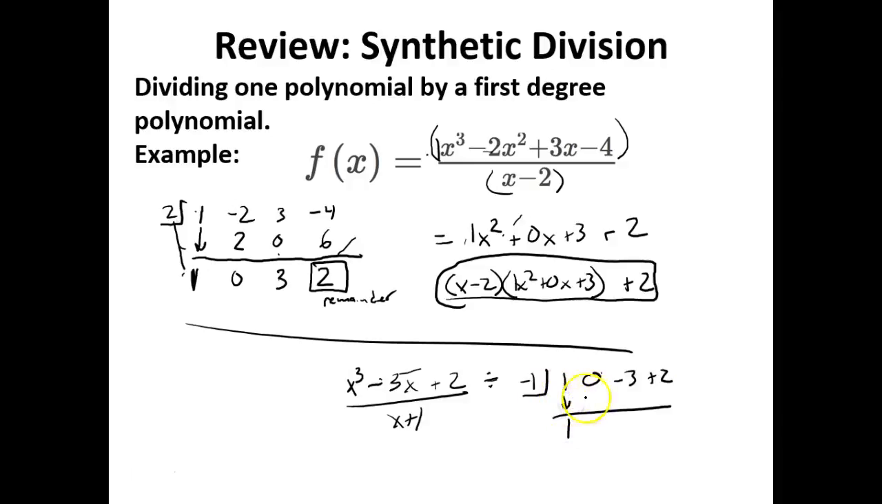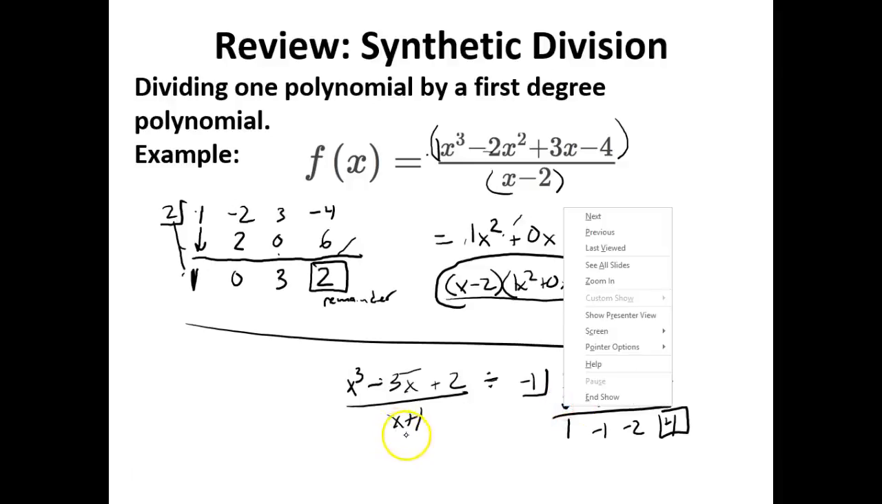After you drop the 1, multiply, add, multiply, add, multiply, add. And if I just do that, so negative 1 times 1, negative 1, add negative 1, multiply 1, add negative 2, multiply 2, add 4. I got a remainder of 4, which tells me that basically the x plus 1 is not a factor of x cubed minus 3x plus 2.